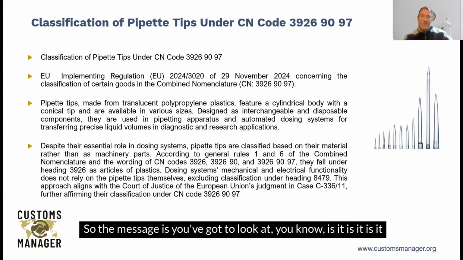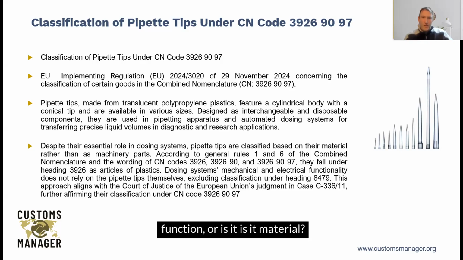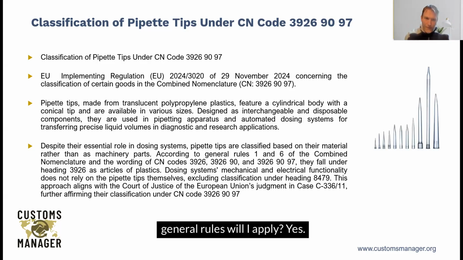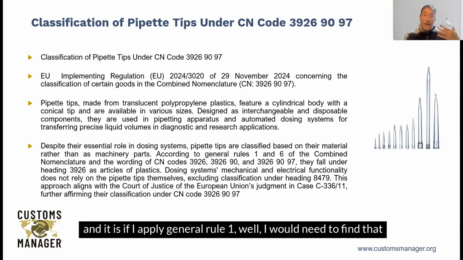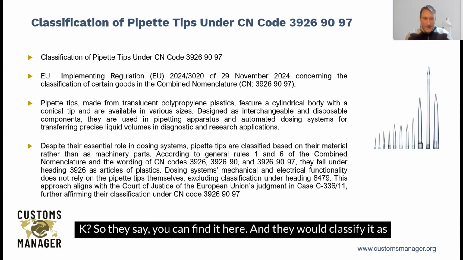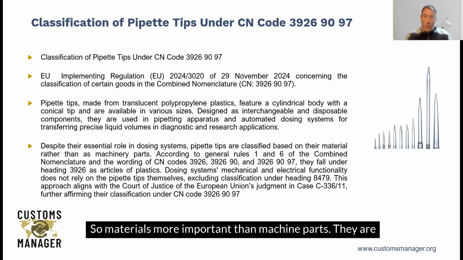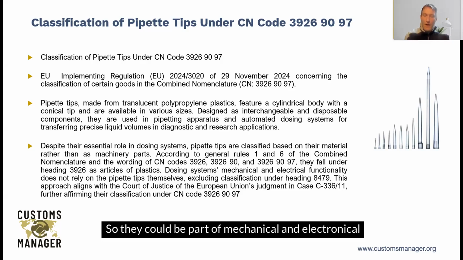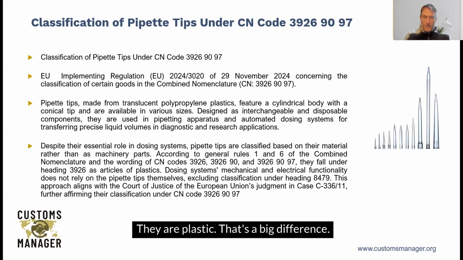So the message you've got to look at is: is it function or is it material? That's the big question. Also, which of the general rules will I apply? Yes, and if I apply General Rule 1, well, I would need to find that wording in the headings. Okay, so they say you can find it here, and they would classify it as an article of plastic. So material is more important than machine parts. They are therefore not dosing systems. So they could be part of mechanical and electronic functionality. Okay, so they are not dosing systems. They are plastic. That's a big difference.